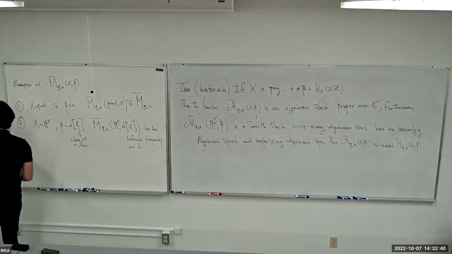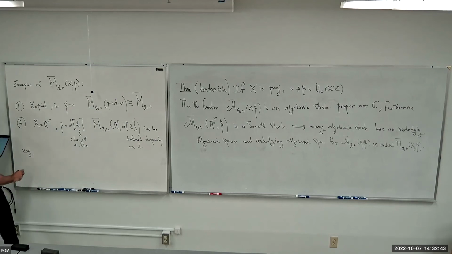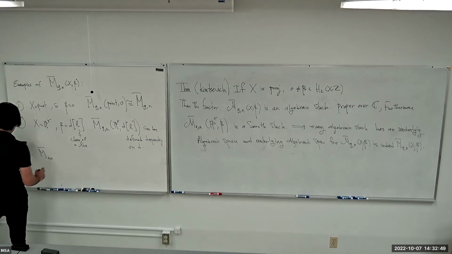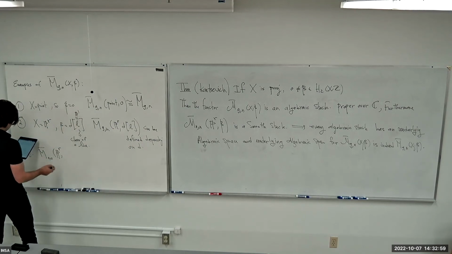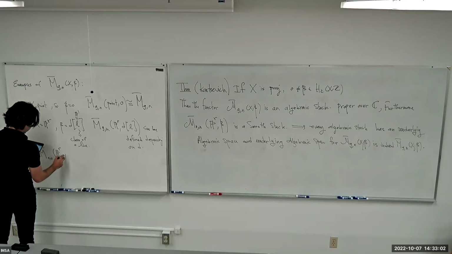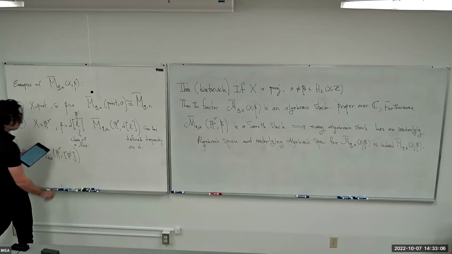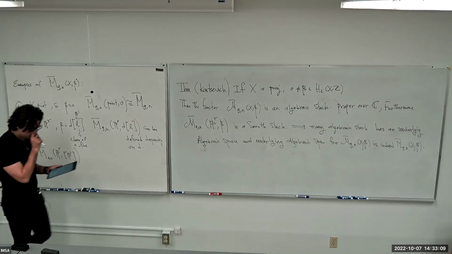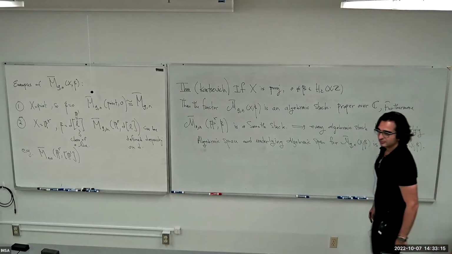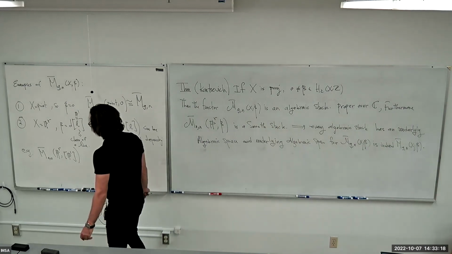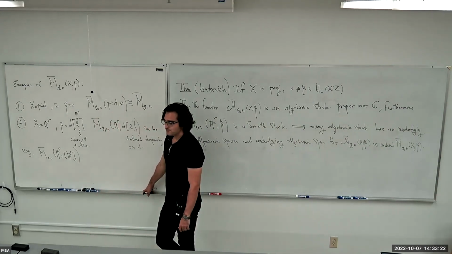For instance, for example, M bar genus 0, no markings, P^r, where this line is the class of P1. Do you know what that is? It's genus 0.